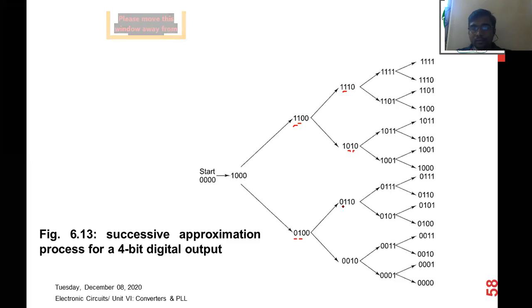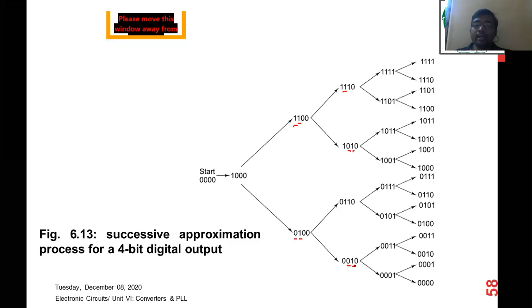Similarly here, in the first case the analog voltage is greater than the digital equivalent, so the second MSB is retained as it is and the third MSB is also 1. But in the other case, when the analog input voltage is less than the digital equivalent, the second MSB becomes 0, which was 1 in the previous case, and the third MSB is 1.